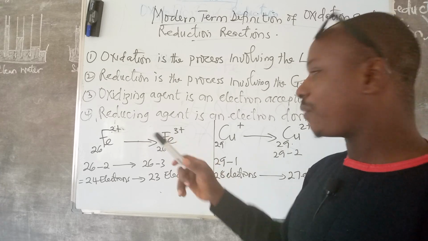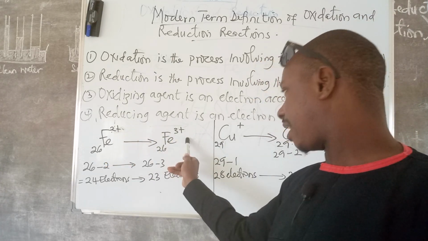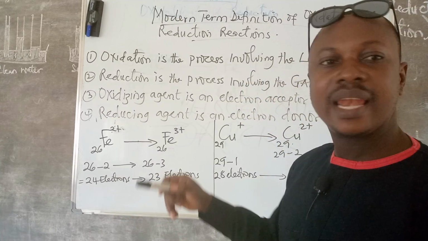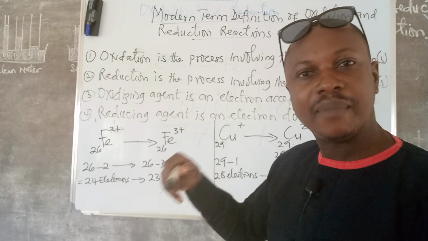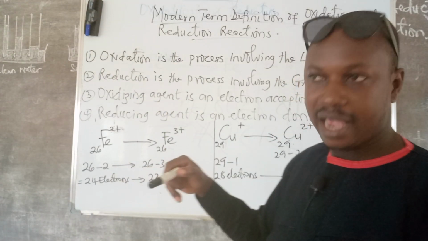Iron 2 has 24 electrons, but when it goes to iron 3, it has 23 electrons. If you check it from the other side, the oxidation number is increasing from plus 2 to plus 3, but the electrons are decreasing. So when the oxidation number of an element is increasing, it is losing electrons.